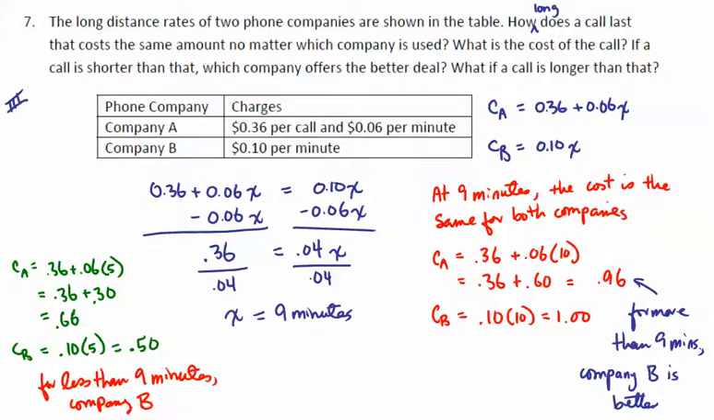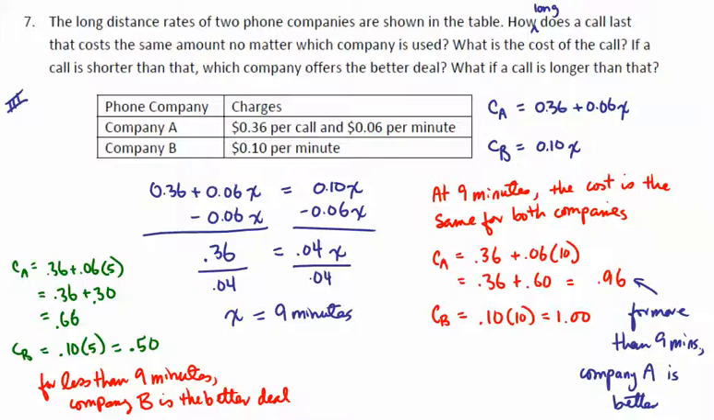And now I can see I made a mistake on the other part, so I'm going to change that. I said for more than 9 minutes, I had my arrow pointing to company A, but I said company B is better. I'm going to fix that. And now, for less than 9 minutes, it actually is company B that is the better deal.